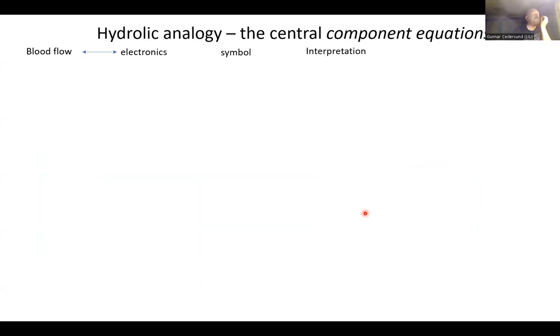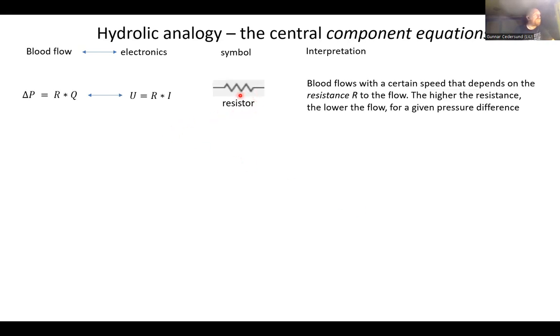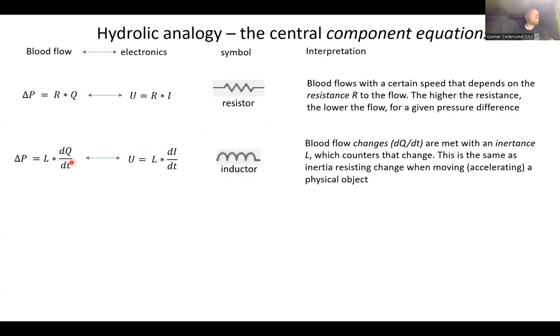So now let's look at these component equations. We already looked at the resistor, and here Ohm's law just carries over directly. So we already saw that the voltage corresponds to pressure difference, flow corresponds to current, and resistance is resistance. It's called resistance here as well. So blood flows with a certain speed that depends on the resistance R to the blood flow. The higher the resistance, the lower the flow for a given pressure difference. Okay, so this is very straightforward.